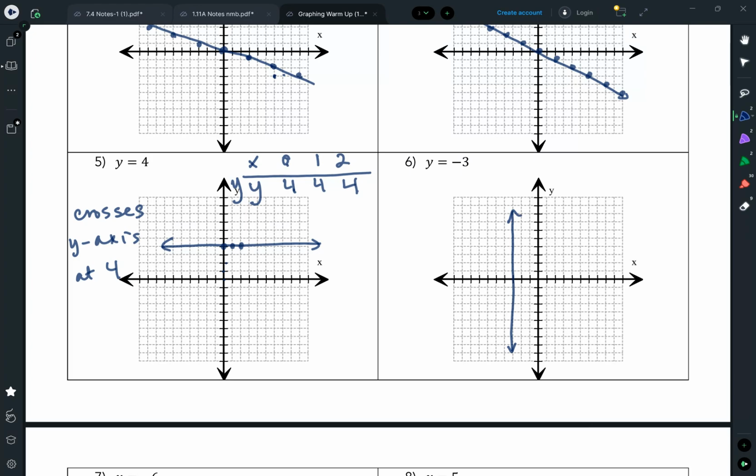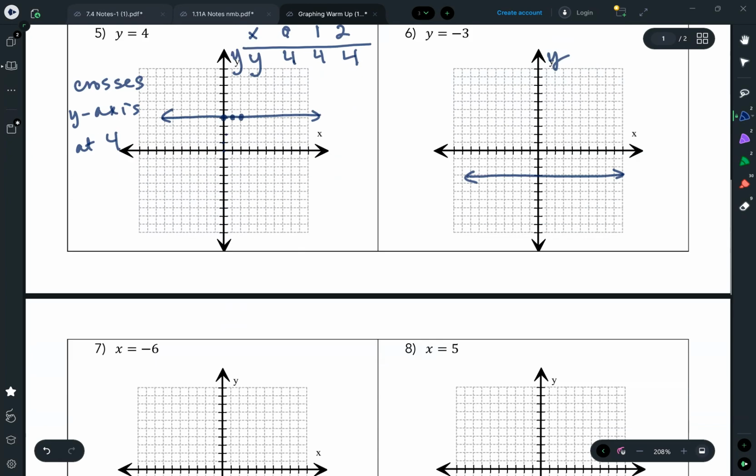So hopefully you graphed. I don't know why I just graphed that. I'm trying to do exactly what we did on the last one, probably really confusing you. Y equals -3 is going to cross my y-axis at -3. I don't care if you make a table or not. If the table helps you, you could totally do that.